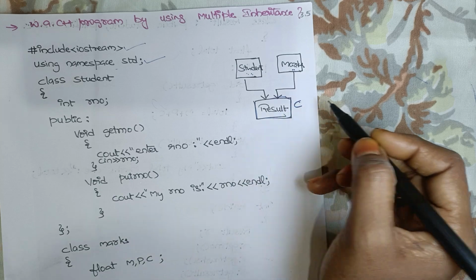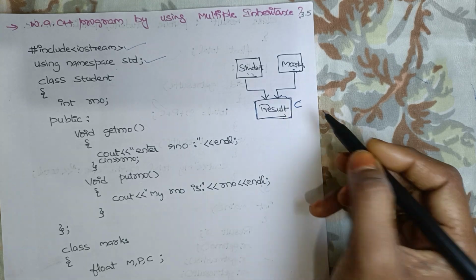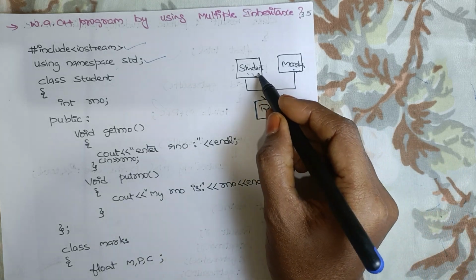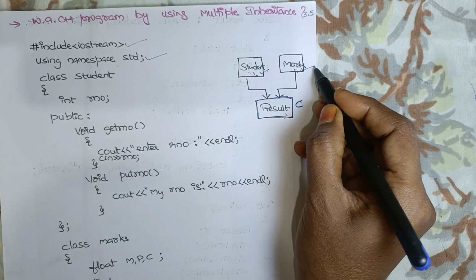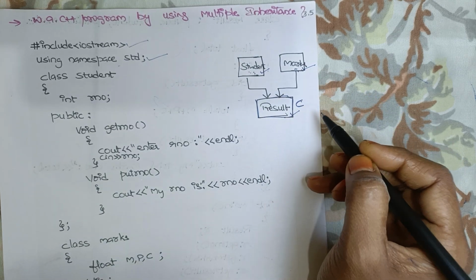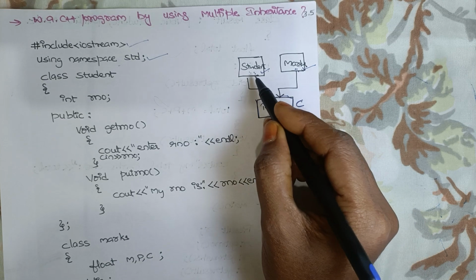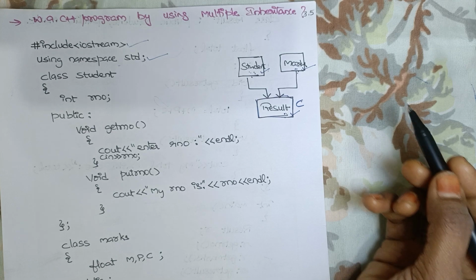For multiple inheritance I have taken two parent classes and one child class. Here I am taking the student class, the marks class, and one more child class, the result class. This result class can now get the properties of both the student and marks classes.